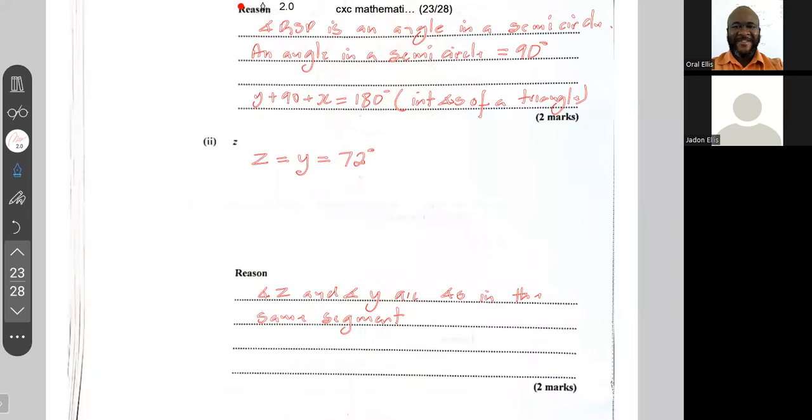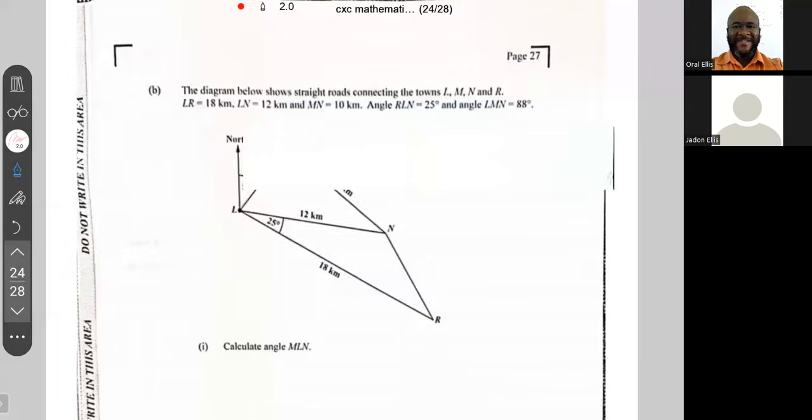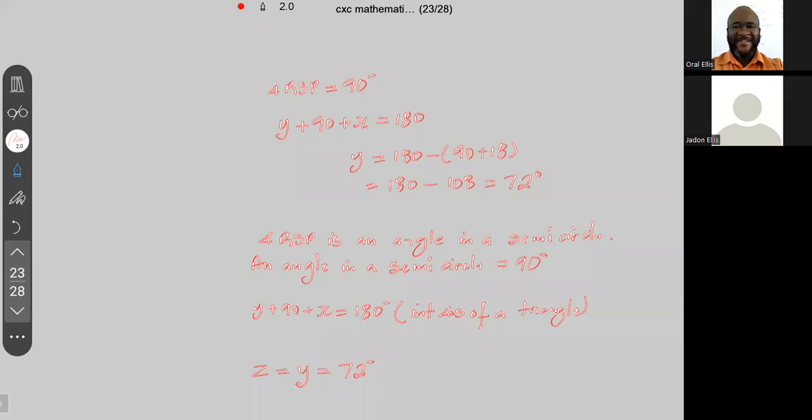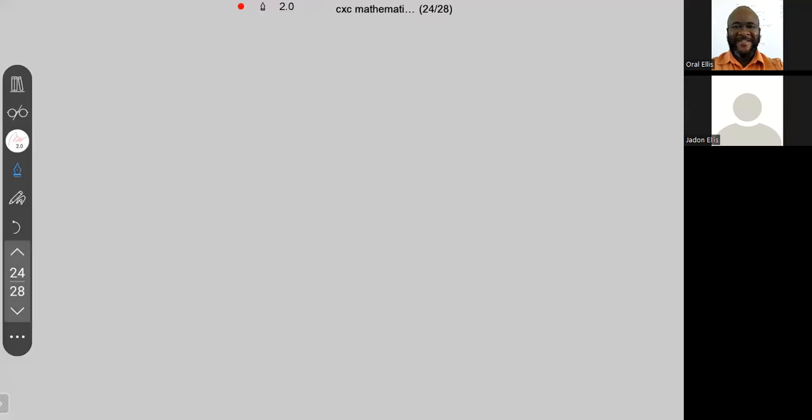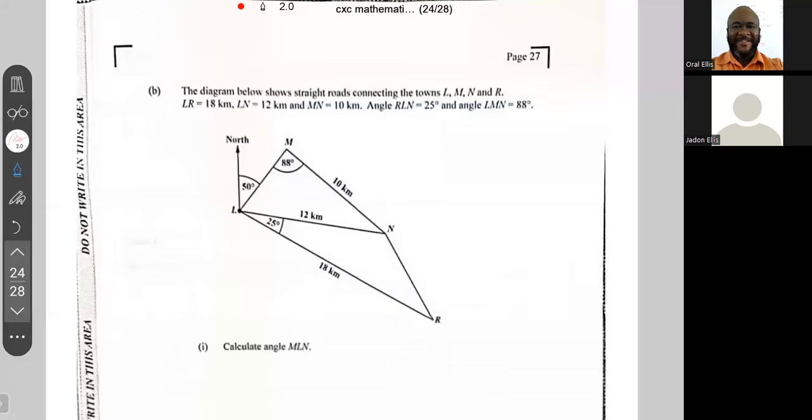Moving on. All right. Next, now we're at bearing. Very popular. In the last couple of exams, we see circle theorem and bearing a lot. If you find yourself prepared for it, pray for it.